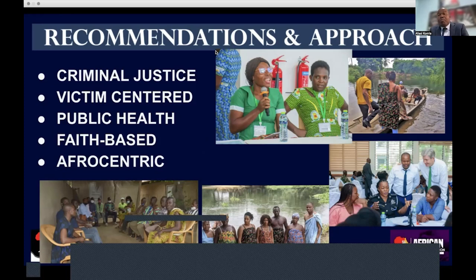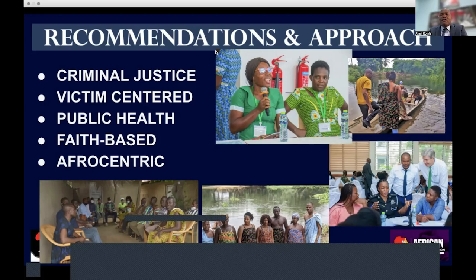Our recommendation and approach to prevent and combat human trafficking. A few years ago, when African Survivors Coalition was established, one of our unique approaches was the Afrocentric approach. But let me start from the criminal justice approach. The criminal justice approach has been very, very effective in prosecuting traffickers and perpetrators, but it also overlooks the needs of survivors. So Engage Now joined the African Survivors Coalition to indicate some of the approaches that we believe will help to prevent and combat human trafficking.